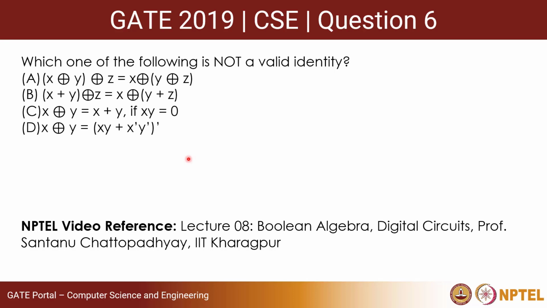Hello all. Today we'll be looking at a question given in GATE 2019. Which one of the following is not a valid identity?